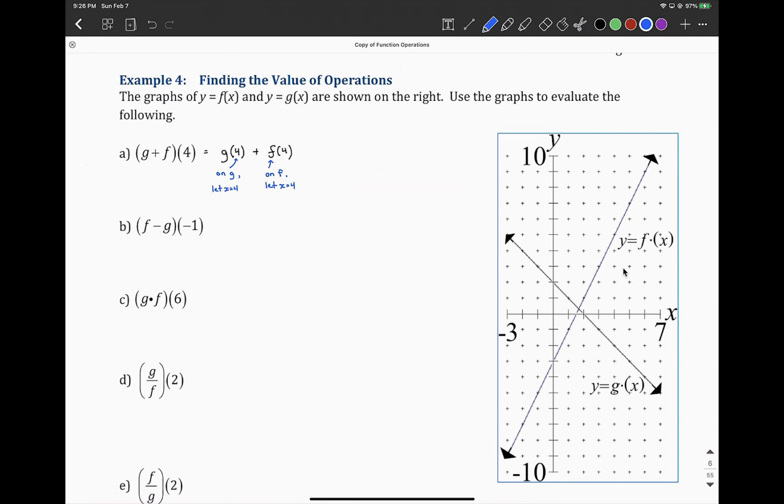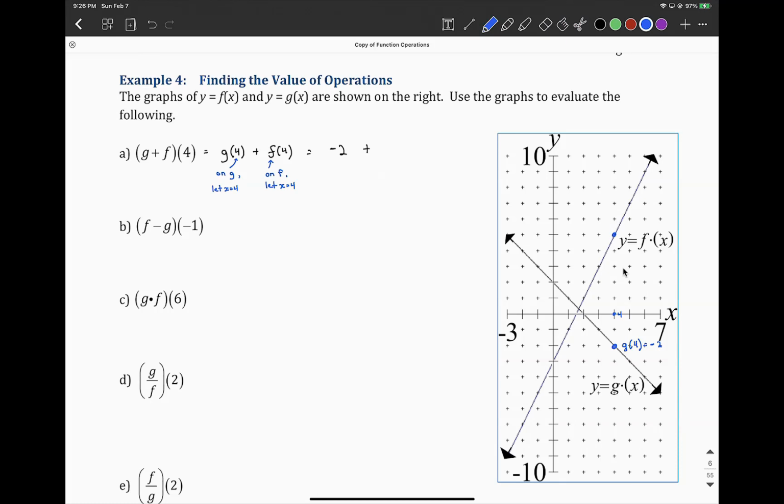If we find G, this one pointing down, and when x equals 4, it would appear that G of 4 is equal to -2. And I would be able to now start answering this question because that's what G of 4 equals. And I'm supposed to add that to f of 4.